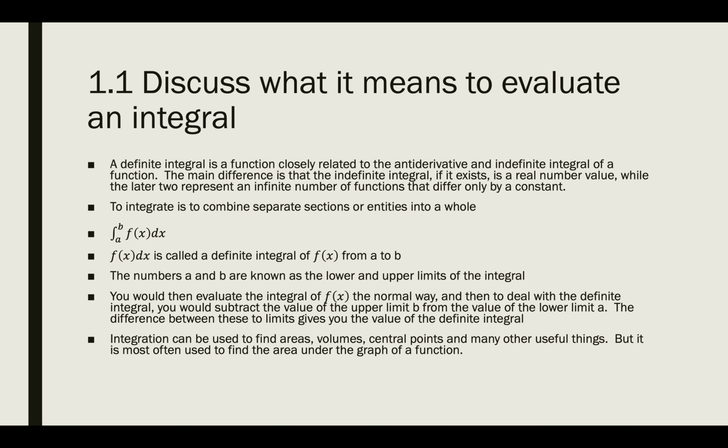So here I have an integral. f of x dx is called a definite integral of f of x from a to b. The numbers a and b are known as the lower and upper limits of the integral. You would then evaluate the integral of f of x the normal way, and then to deal with the definite integral, you would subtract the value of the lower limit a from the value of the upper limit b. The difference between these limits gives you the value of the definite integral.